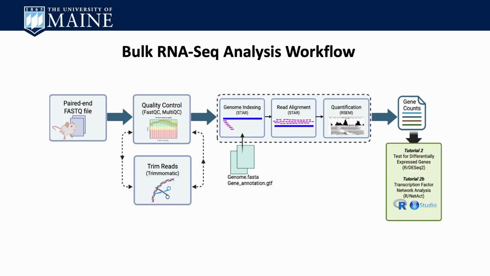Once you have those read or gene counts, as labeled in this diagram, then one can do statistical analysis of those reads and determine which genes are differentially expressed. Then one can also take those differentially expressed genes and do different types of analyses. And in this case, we have a tutorial that features how to analyze transcription factor co-expression analysis using a package called NetAct.